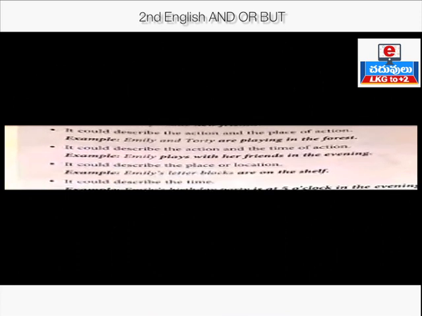Okay. Next, it could describe the place or location. Example, Emily's letter blocks are on the shelf. You saw in the previous class, in the previous video also, that the blocks are on the shelf, like that. It could describe the time. Example, Emily's birthday party is at 5 o'clock in the evening. It is a time. Example is that. Okay. Next. Here, read the sentences, circle the naming part and underline the telling part in each sentence.